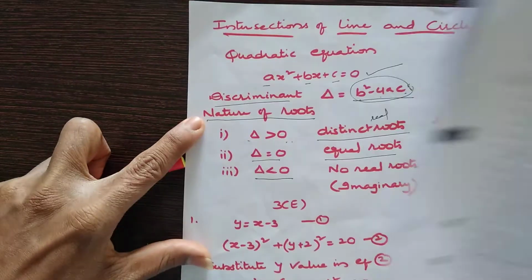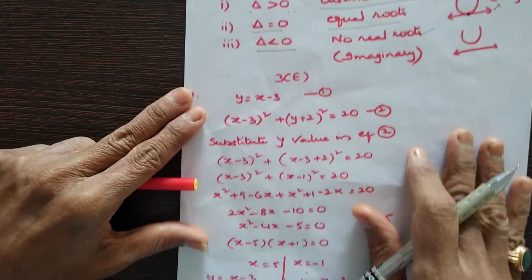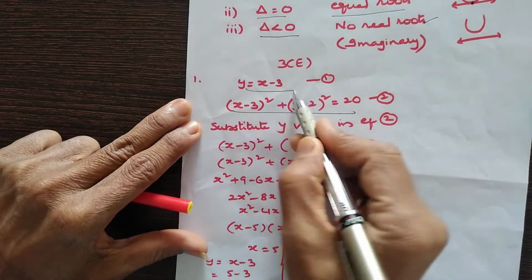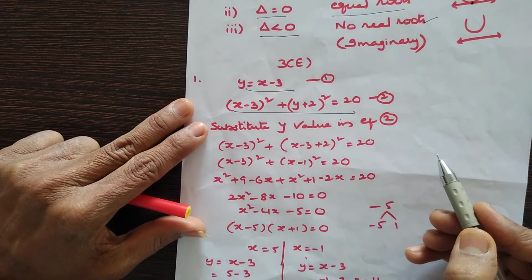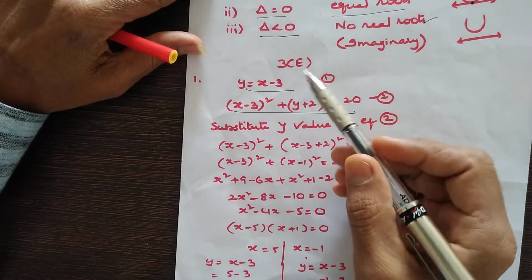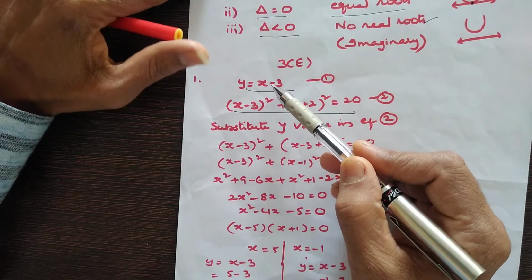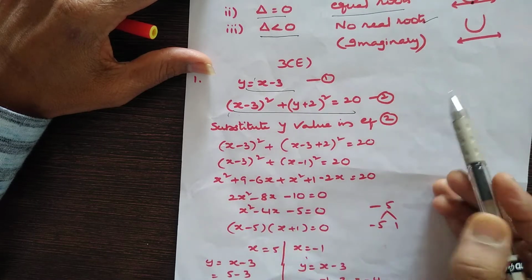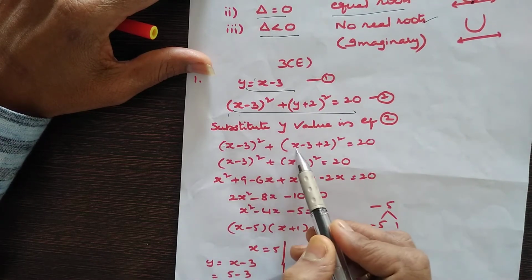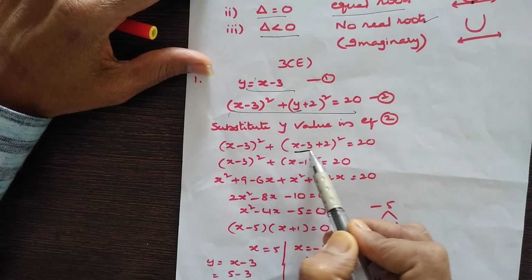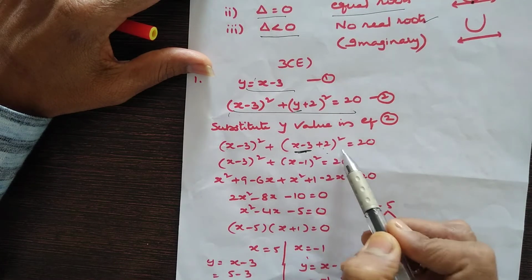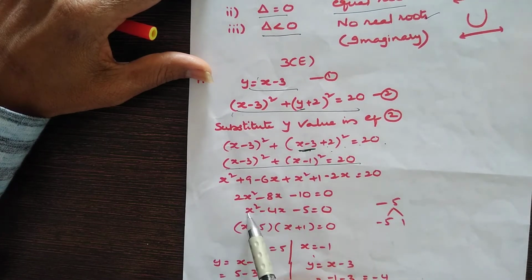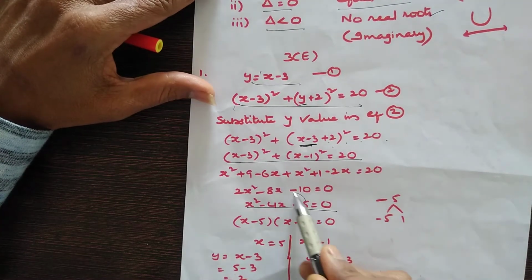The line given is y equals x minus 3, and the circle is this. First, to find the intersection points, we simplify these two equations. Substitute the y value, y equals x minus 3, into the circle equation. You will get (x minus 3) whole squared plus, in place of y, (x minus 3) plus 2 as it is, whole squared equals 20. Now simplify this and you will get one quadratic expression.